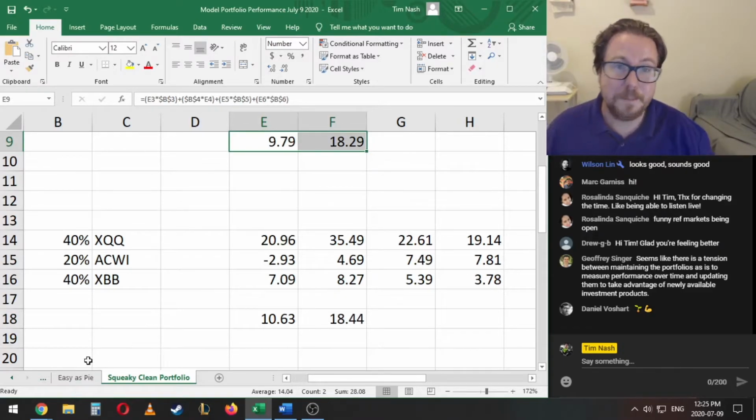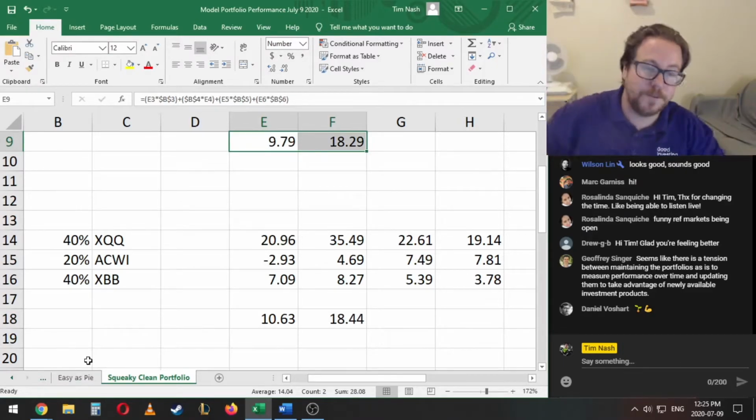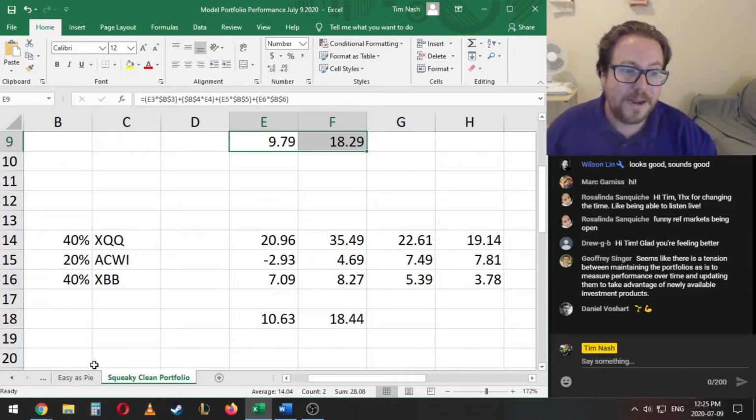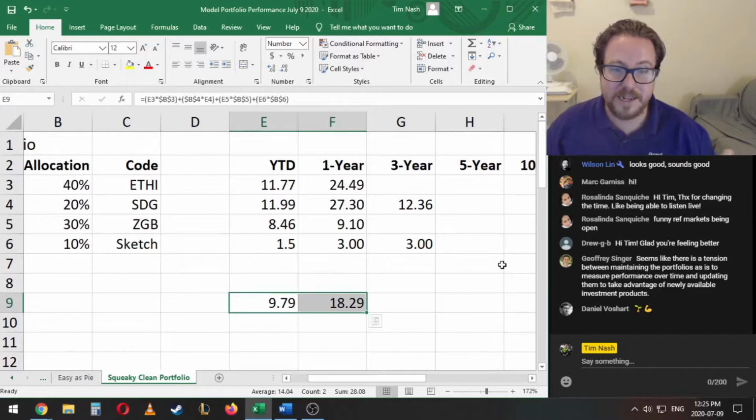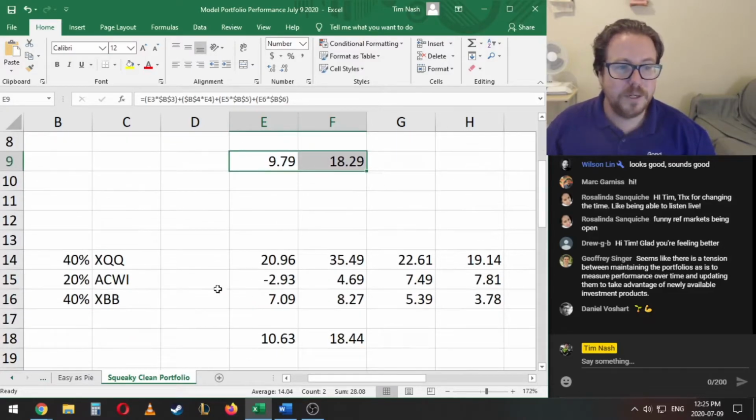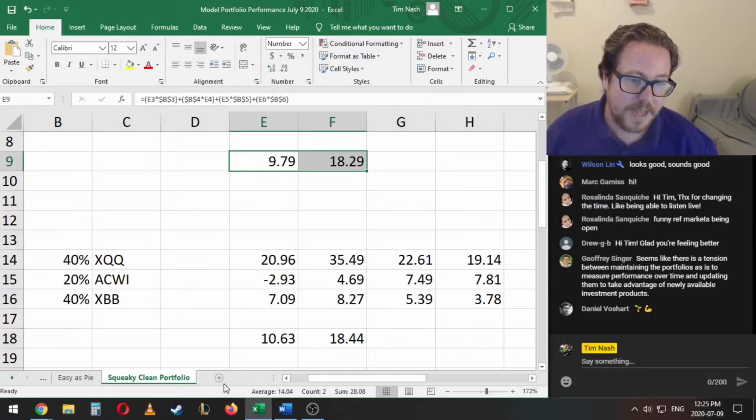However, obviously compared to any traditional portfolio that people have, if they are using the standard benchmarks, this Squeaky Clean one has just done incredibly well. So I'm really doing this different benchmark just to help you understand that.